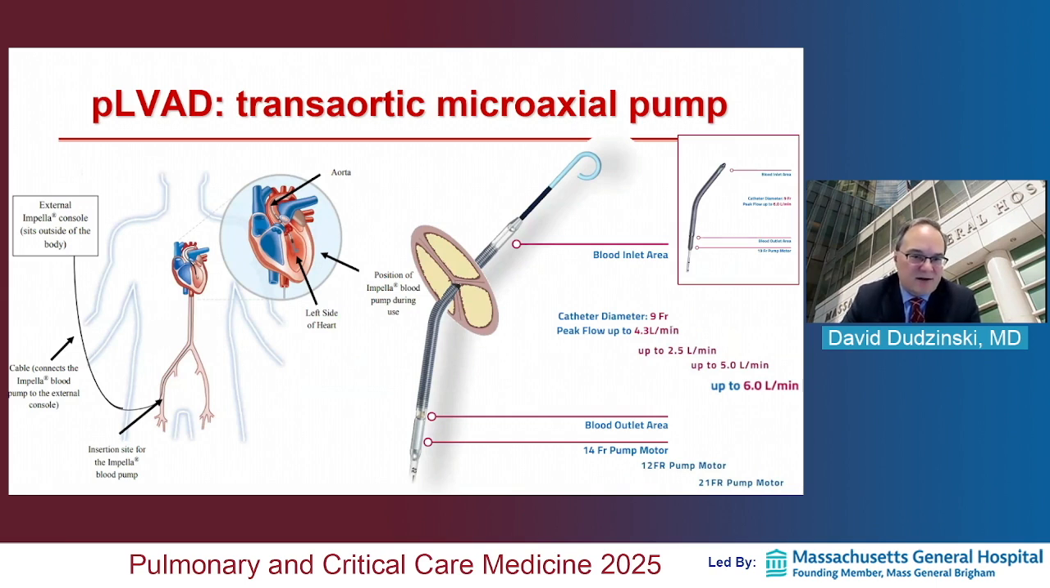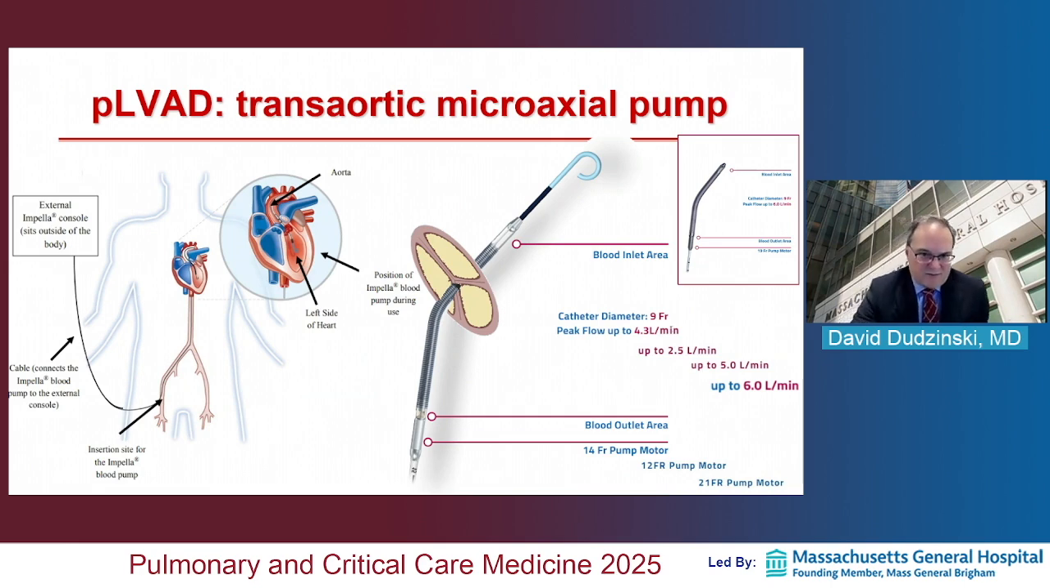These pumps sit across the aortic valve. From their inlet, they bring blood from the LV cavity, and then after a motor, they deposit it in the aorta. This device is inserted typically in the femoral artery, but also the axillary artery, depending on the configuration and the size of the device.